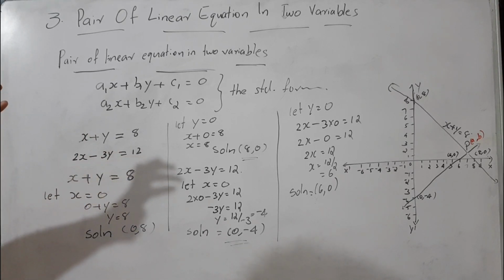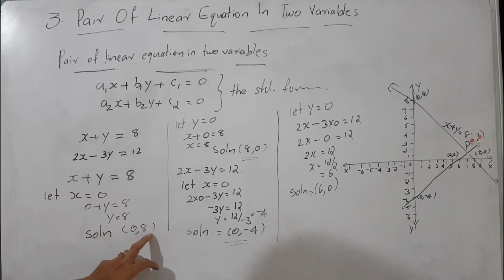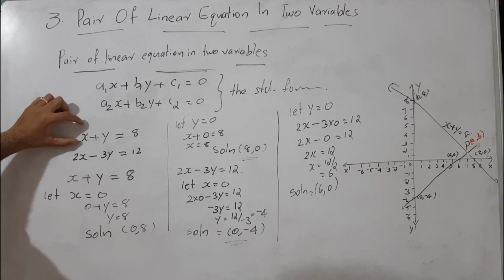Then what is the difference of the common solution? That means here 0, 8 is the solution of only the first equation.